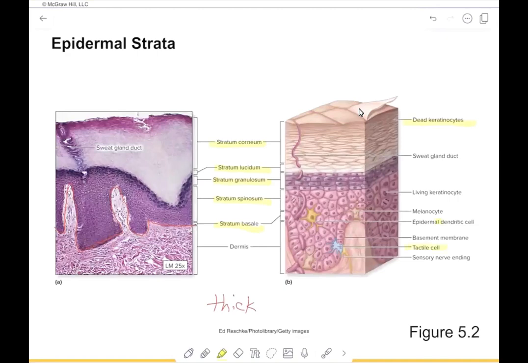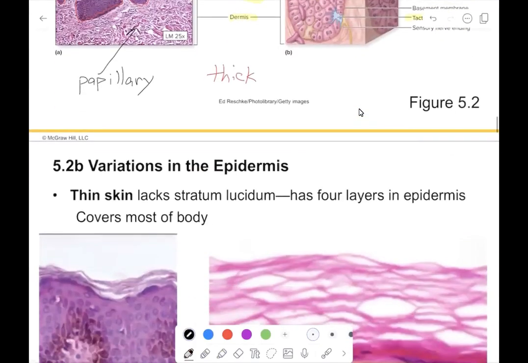We have those epidermal dendritic cells that I spoke of earlier. We have melanocytes in the stratum basale, and living keratinocytes, and it's towards the superficial region of the epidermis that they start to die. Also extending out of the dermis is a sweat gland duct. And the dermis, as you can see here, is going to be the most superficial region of the dermis, which is the papillary region of the dermis.